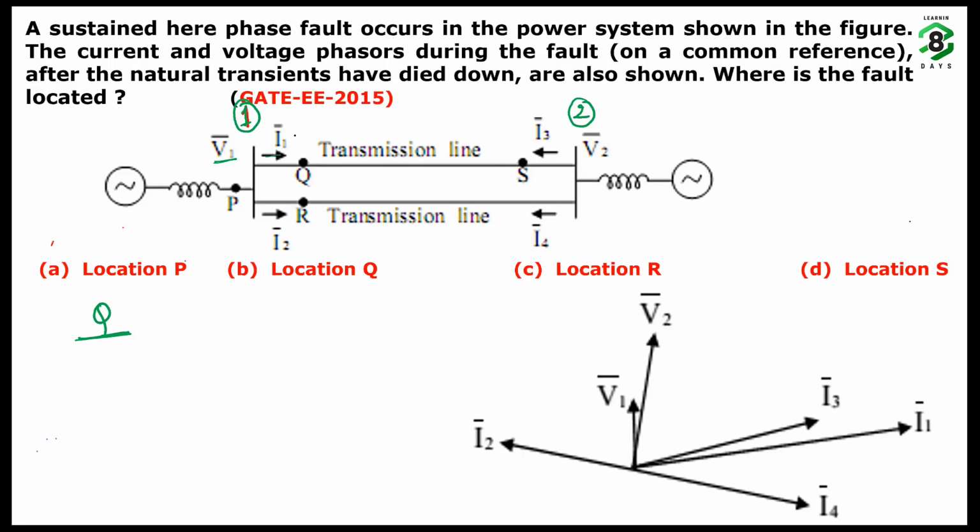So what should be the case? I1 should lag V1 by approximately 90 degrees. Am I right or wrong? Yes, sir. So check the diagram. I1 is lagging V1 by 90 degrees. That is true. One condition is true. Okay, second condition. I2 should also lag V1 by 90 degrees.